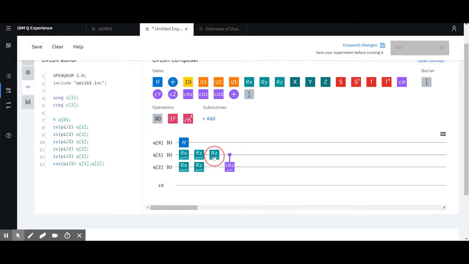But it's not the same gate. It has to be controlled. So it's a controlled rotation, right? But it has to have the same parameter, right?